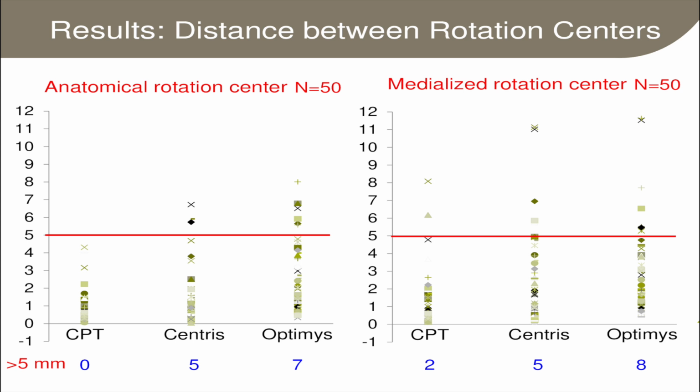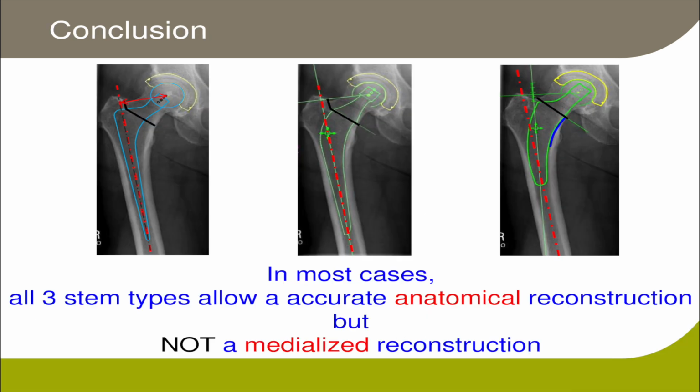And I think probably some people would then implant the stem in much more varus, accepting that there would be no full contact over the whole surface and maybe a somewhat less stable situation. And this might be, coming back to our discussion, an indication for a cemented Optimis that would have been placed more in varus. So in conclusion, I think for the vast majority of our cases, all 3 stems could achieve a very good result if you want to aim for an anatomical rotation center. But for a medialized rotation center, it was much more difficult.